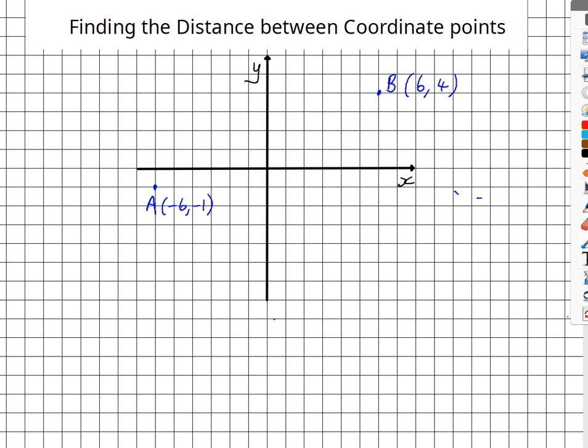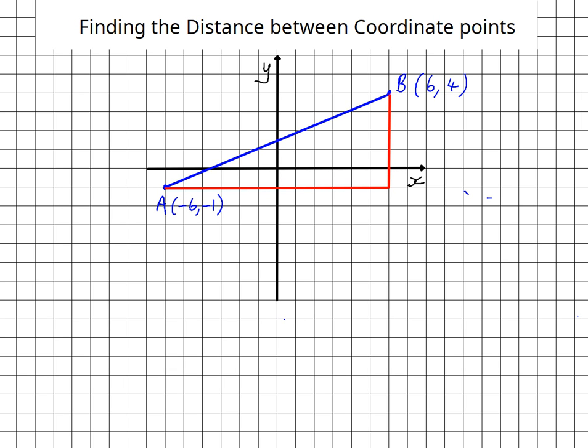Okay, we'll draw our line from A to B. So that's the length that we're going to try and find, the length AB. So we'll draw in our triangle as we were doing before. So that is going to come from this corner here. Remember, we're going to have a right angle.